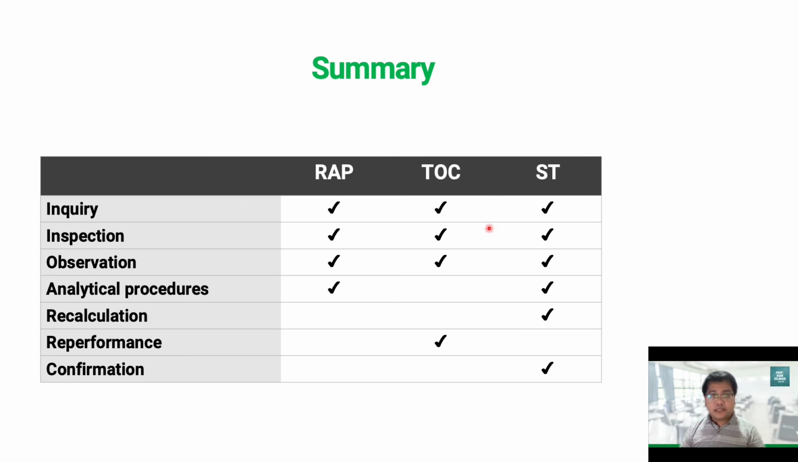So to summarize the relationship of audit evidence to procedures. For risk assessment procedures, the types of evidence that we obtain include inquiry, inspection and observation, and analytical procedures. For test of controls, the audit evidence involved includes inquiry, inspection, and observation, and sometimes we can also use reperformance. For substantive tests, we use inquiry, inspection and observation, analytical procedures, recalculation, and confirmation.